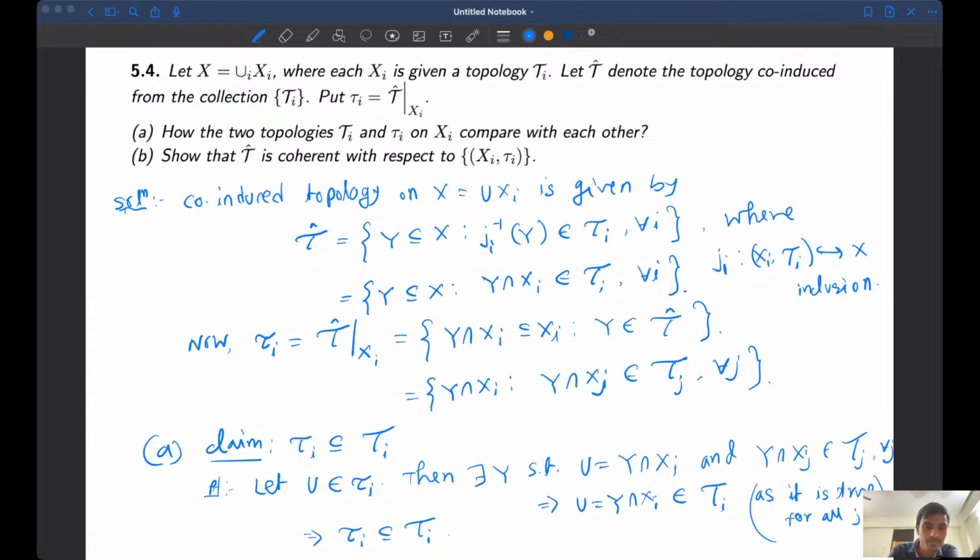In the definition 2.7.1, the first definition, here the codomain space Y is fixed, right? For the collection to define the induced topology.